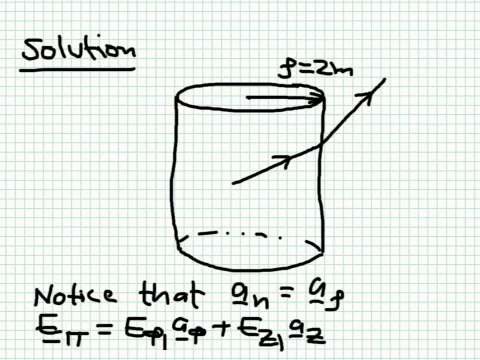So if we try to draw a diagram for that, we have a cylinder. Inside the cylinder, there is a certain epsilon. Outside the cylinder, there is a completely different epsilon. This is the electric field inside the cylinder, and this is the electric field outside the cylinder.